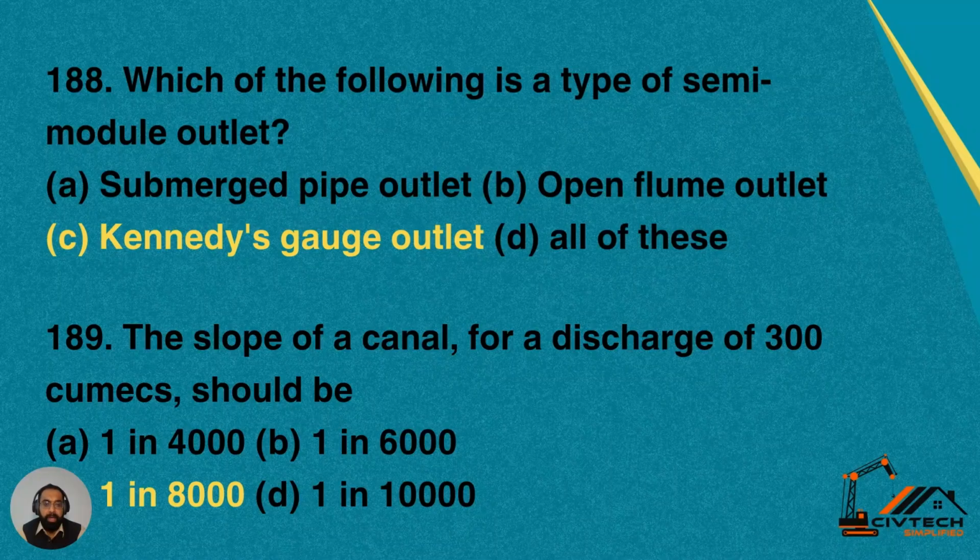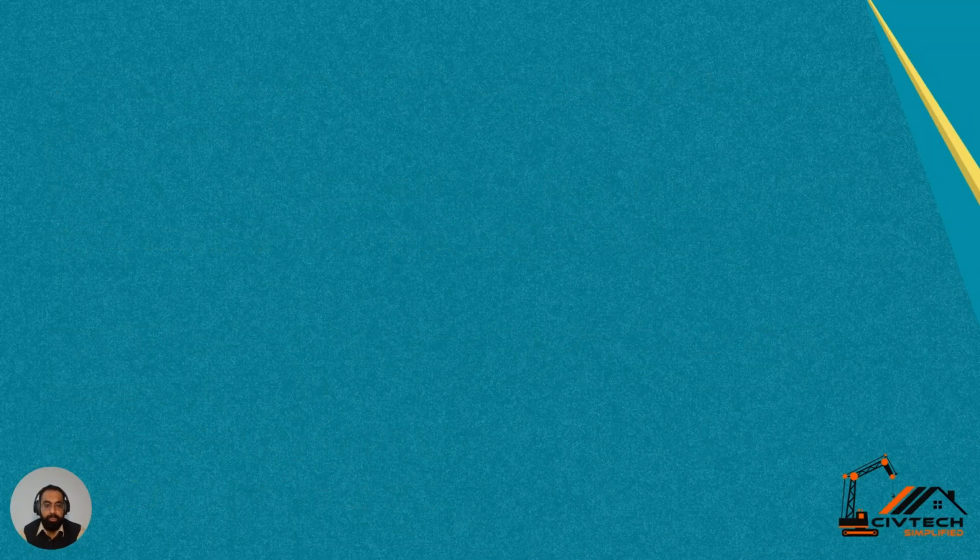189. The slope of a canal for a discharge of 300 cubic meter per second should be option A 1 in 4,000, option B 1 in 6,000, 1 in 8,000 and 1 in 10,000. So 300 cubic डिस्चार्ज के लिए कैनाल का स्लोप 1 in 8,000 होना चाहिए.